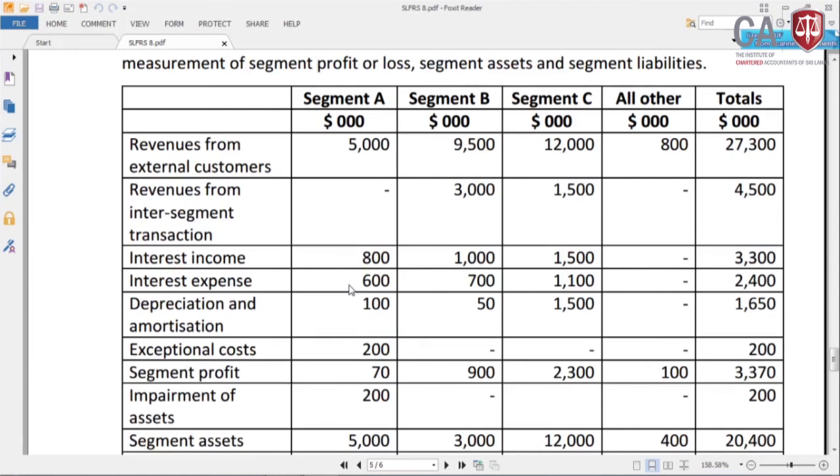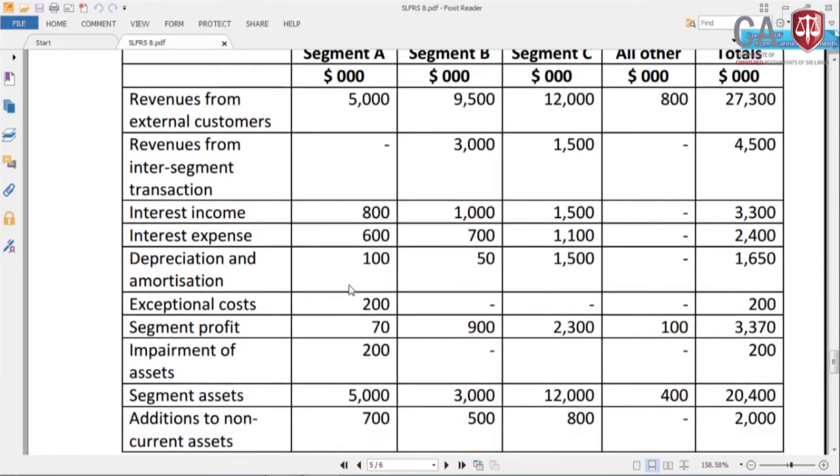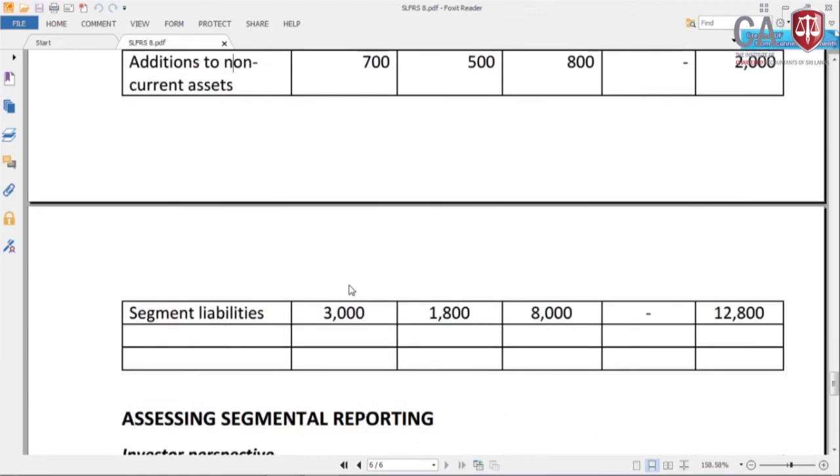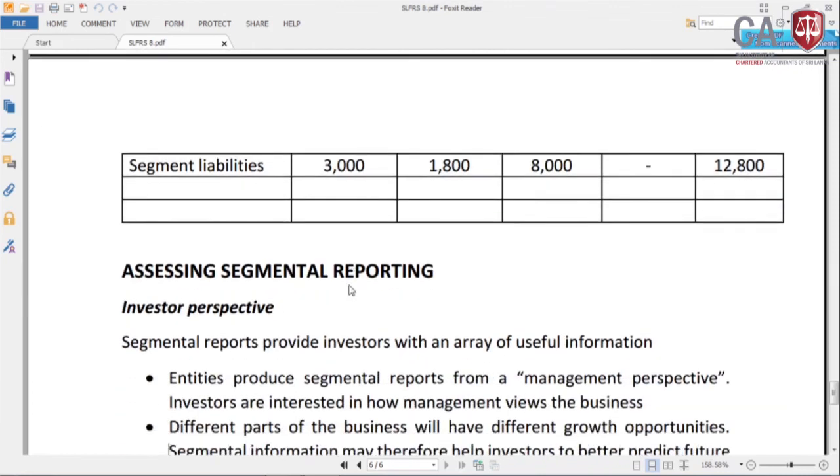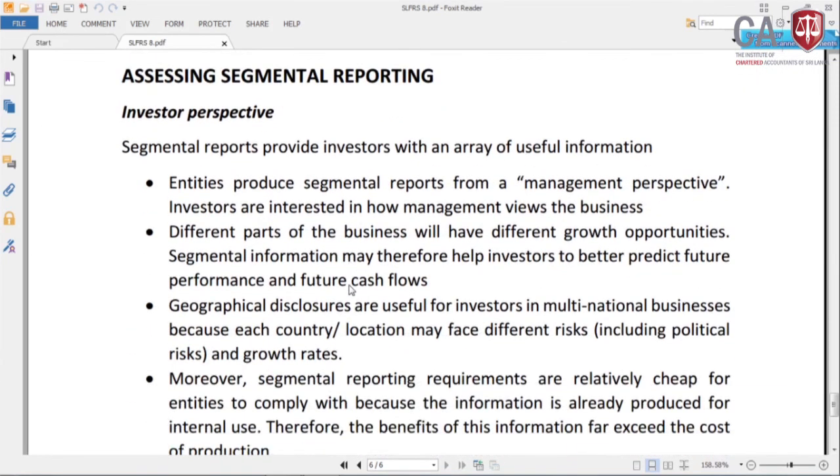Revenue from external customers should be disclosed, revenues from intersegment transactions should be disclosed, interest income should be disclosed, interest expense should be disclosed, depreciation and amortization should be disclosed, exceptional cost should be disclosed, segmental profit has to be disclosed, impairment of assets needs to be disclosed, additions to non-current assets need to be disclosed, segmental liabilities need to be disclosed. Those are the disclosure requirements of segmental reporting.